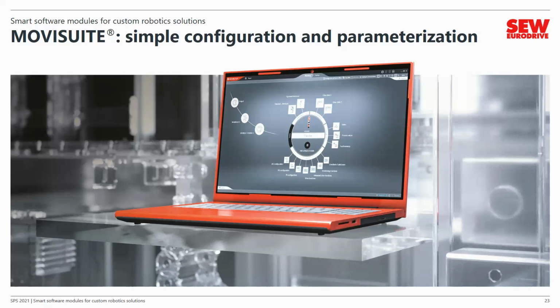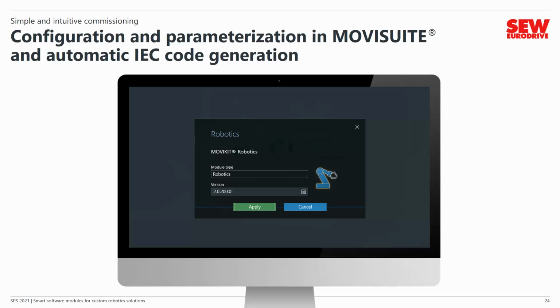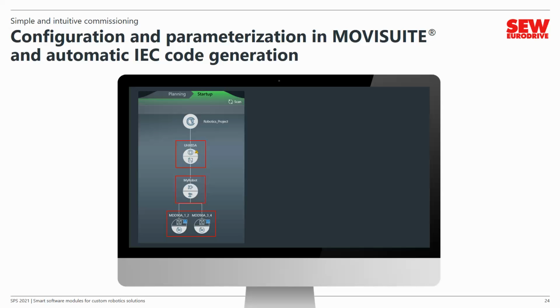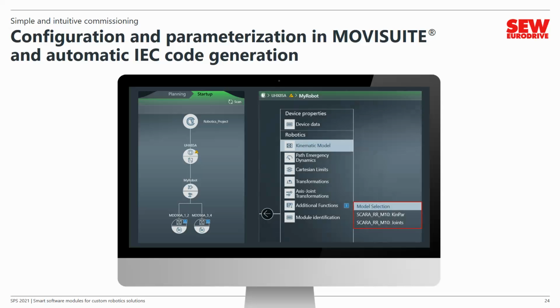All of this can be commissioned in a very simple and intuitive way, starting with configuration and parameterization in the MOVISUITE engineering software. In the example which is shown here, a robot software module from the catalog is attached to a MOVI-C controller using drag and drop, to which two MOVI-Drive axes are attached. In the robot software module, the right kinematic model is selected and the arm lengths, software limit switches, and emergency stop ramps are parameterized, for example.